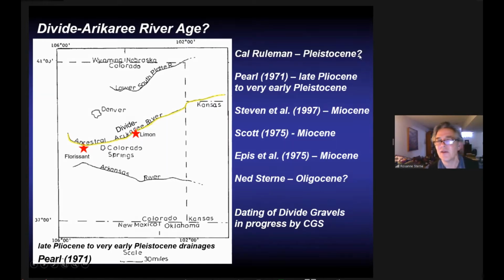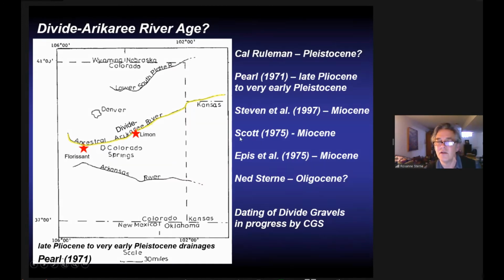And as I said earlier, Cal Ruhlman thinks parts of it may be as young as Pleistocene. Parts of it he thinks may be older. Pearl originally thought that this Arickaree River, he found clasts of fresh Pikes Peak batholith in cores out in northwest Kansas, and that's how he originally got onto this. But he thought this river was late Pliocene into very early Pleistocene.